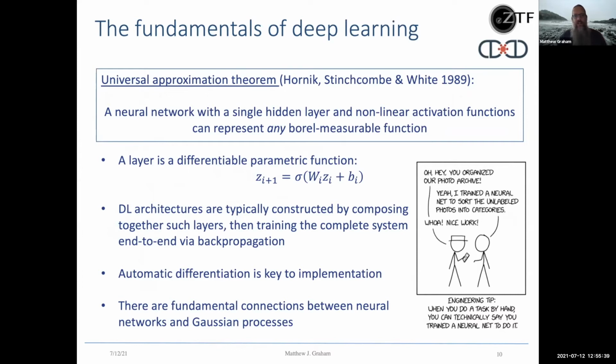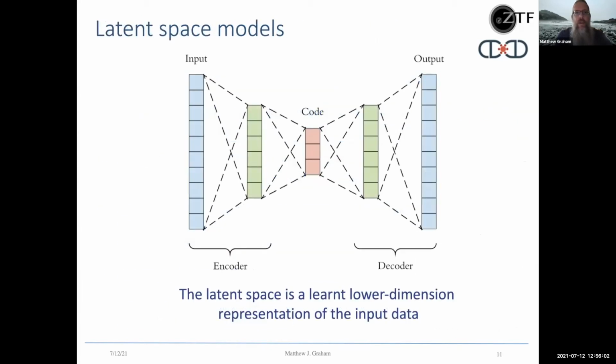We do this by constructing these layers and training the whole system. The other thing is that there are fundamental connections between neural networks and Gaussian processes. So if you don't like deep learning, but you do like statistics and Gaussian processes, they are essentially doing the same thing in some ways. But what's important is we're trying to figure out this universal function that maps the input to the output.